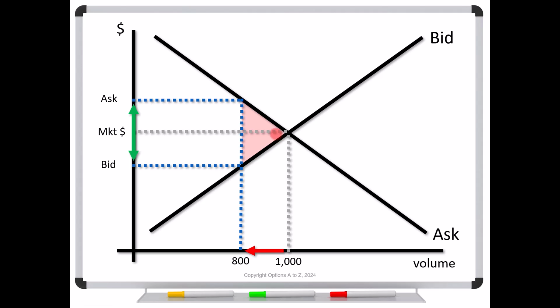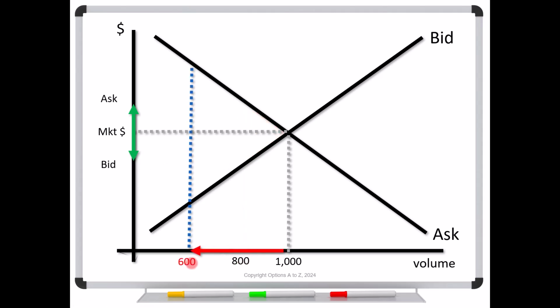But what happens if we have even less volume? All right, let's say that it's a lightly traded stock or option, and we don't even have 800 contracts, we have 600. Well, where does that line up?